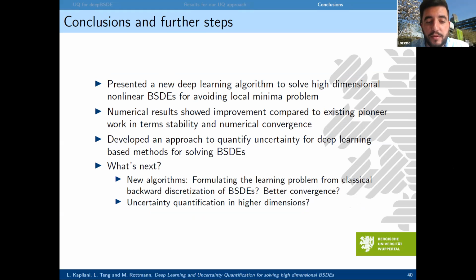And some further steps would be perhaps to also consider some new algorithms. For example, here we considered the forward approach of discretizing the BSDEs. But what about considering the backward approach? Would we get some better convergence and so on? And moreover, here I showed the uncertainty quantification in one dimension, but the main motivation of applying deep learning schemes in BSDEs is to consider high dimensions. So now the idea is, what about uncertainty quantification in higher dimensions?